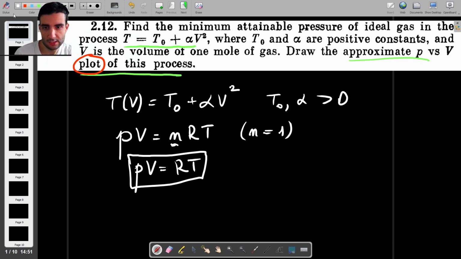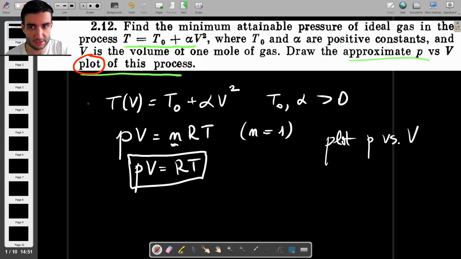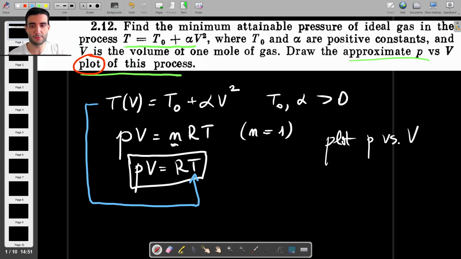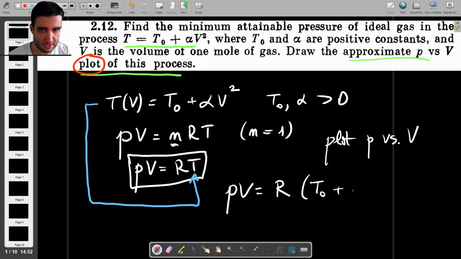To do that, I will try to find a formula for pressure as a function of volume, because if the question is asking to plot P against volume, you need to know how the pressure depends on the volume. So we know how the temperature depends on volume. So let's try to see how the pressure does. I'll take this temperature as a function of volume and I'll just sub that in the ideal gas law. So we have PV equals R times T. And instead of T, we have T naught plus alpha V squared.